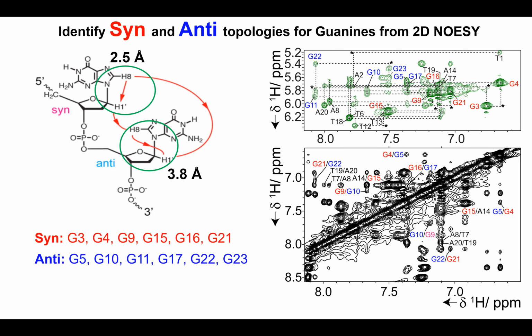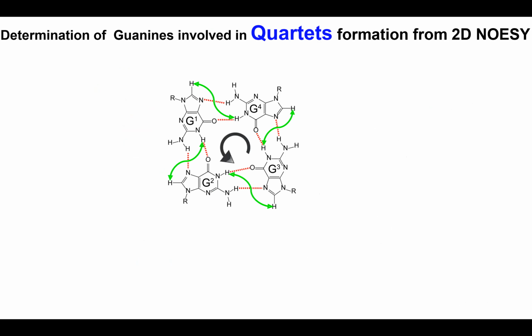So we concluded that out of 12 guanines, 6 guanines are in the syn orientation, and the other 6 are in the anti orientation. So the quartets are arranged like this, like 2 syn, then 1 anti, 1 anti, syn, this type of arrangement.